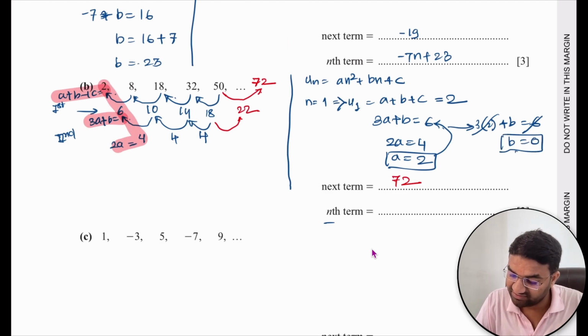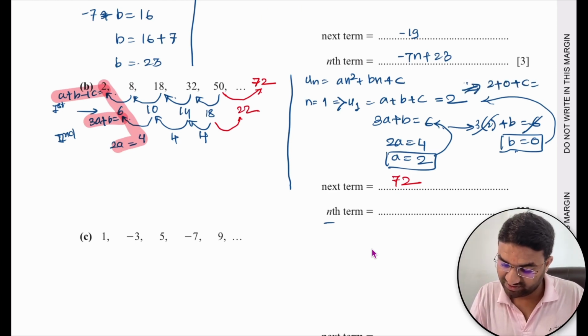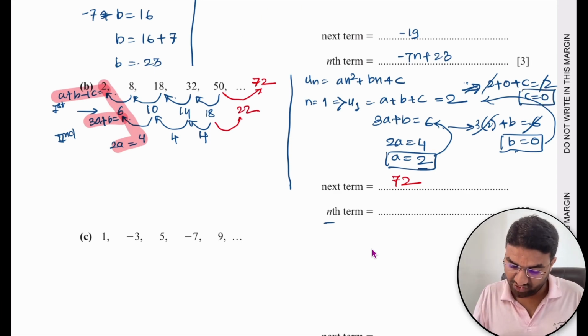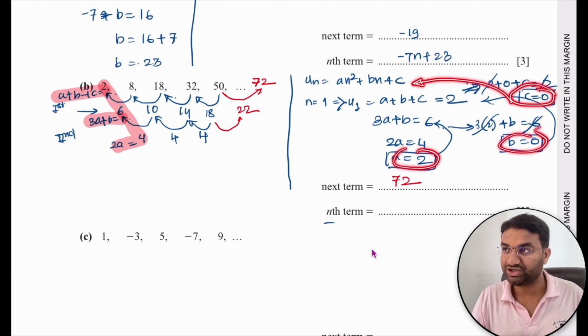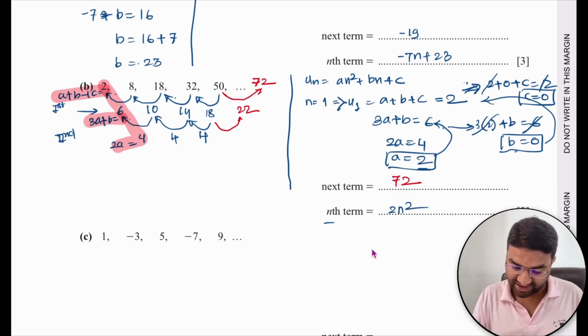Fine. Then in the first equation, if you substitute it here, I will solve: 2 plus 0 plus c is equal to 2. This 2 gets cancelled out and c is also 0. Fine. So we got just a as 2. If you substitute this 2, 0 and c value in this equation, we will get un as 2n square. Getting it?